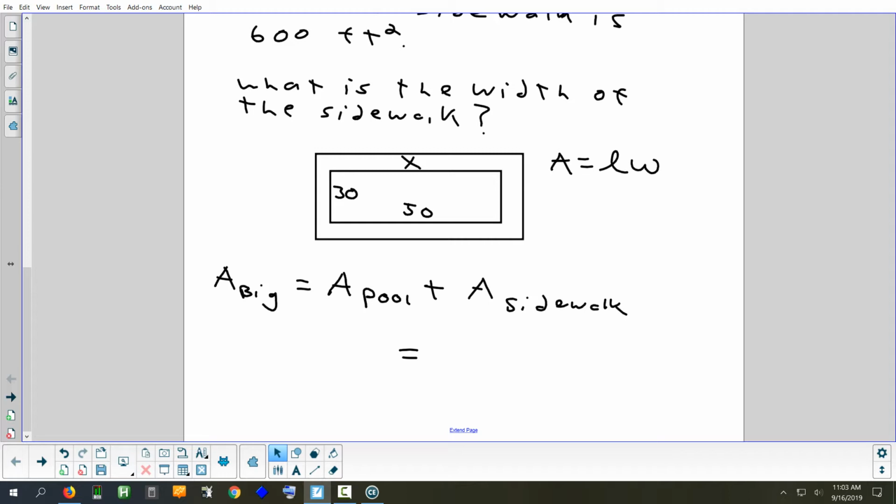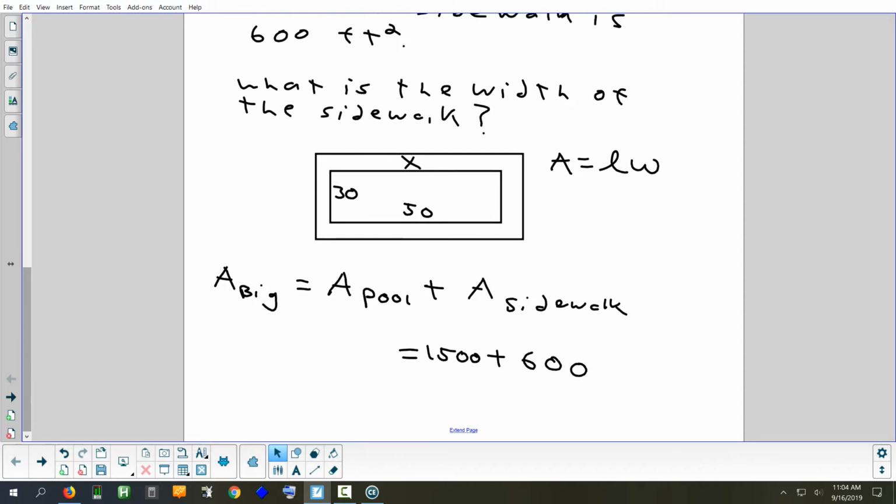What's my calculation for the area of the pool? Just tell me how to do it. 30 times 50. And what does that give me if I do that out? 1,500. So we get 1,500. Plus, what's the area of this sidewalk? 600. Yeah, they tell us that, right? Area of sidewalk is 600.